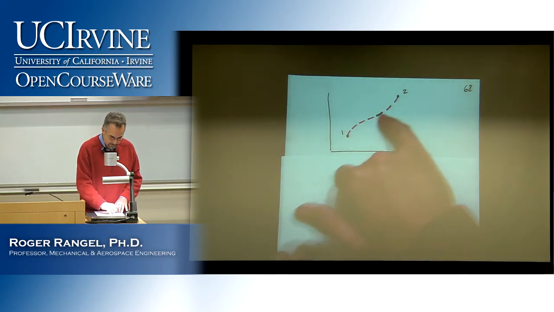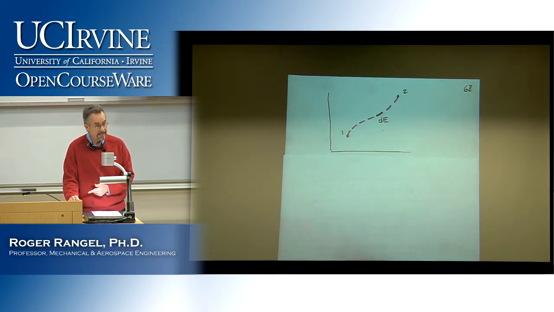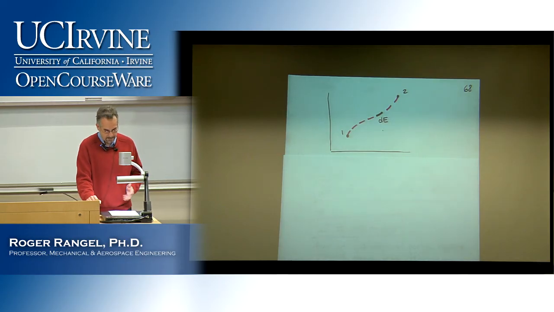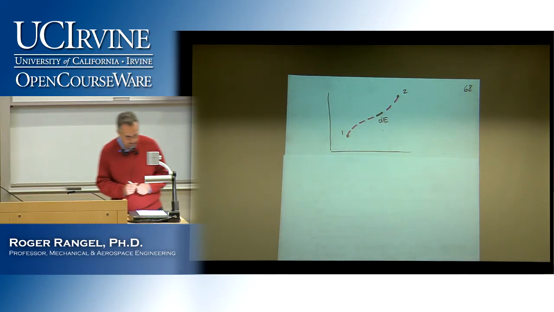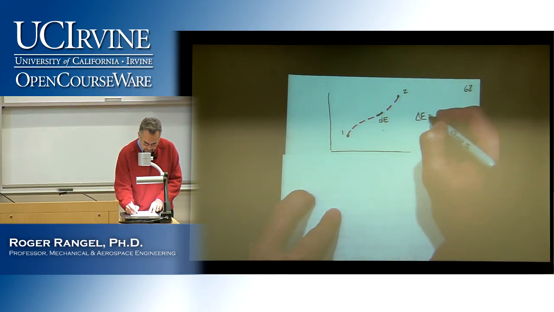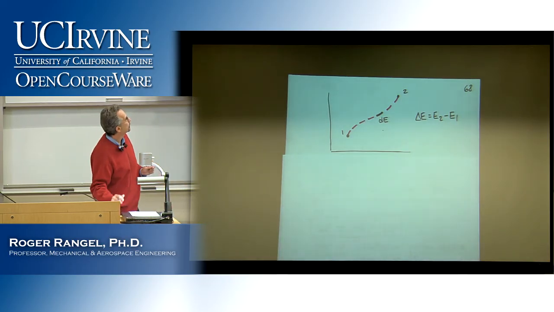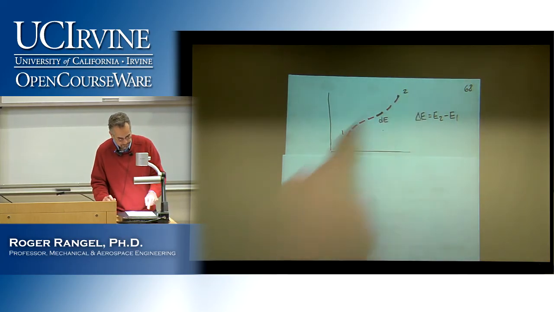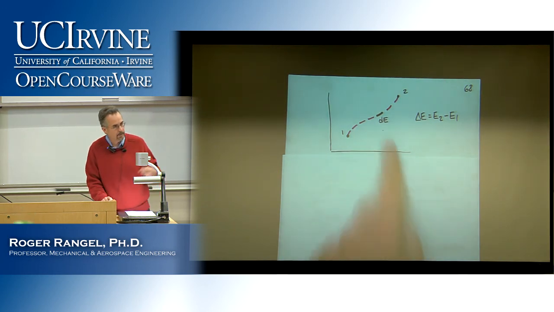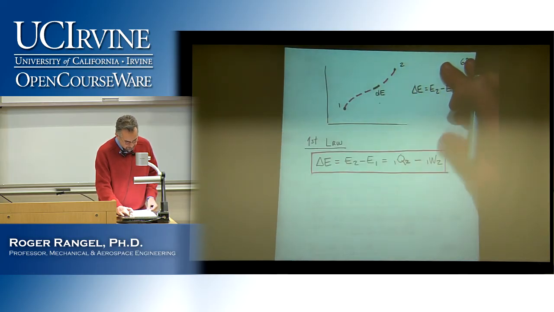And on that little segment of the line, there is an infinitesimal change, which is just dE. Remember, we were talking about the difference between delta E and dE. So the total delta E is, of course, E2 minus E1. That's from beginning to end, from 1 to 2. But if I just take a small segment of the path, an infinitesimal segment of the path, then we're talking about dE.